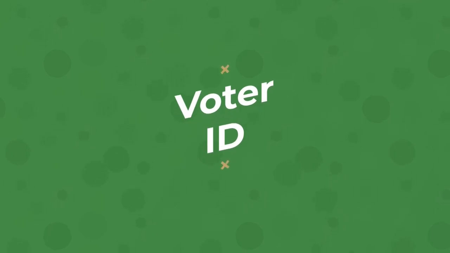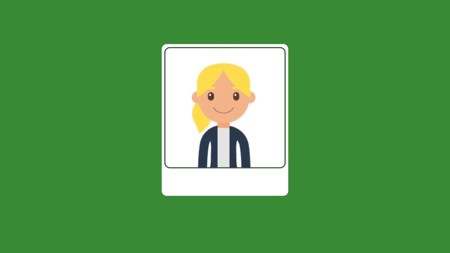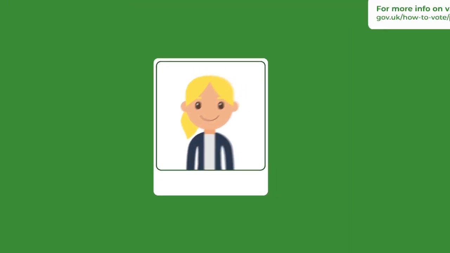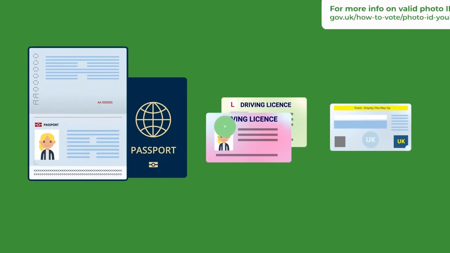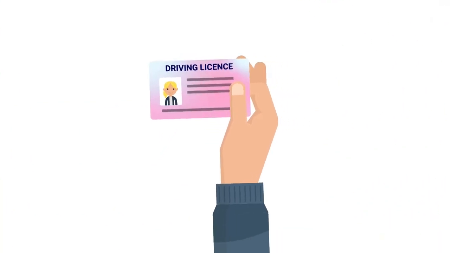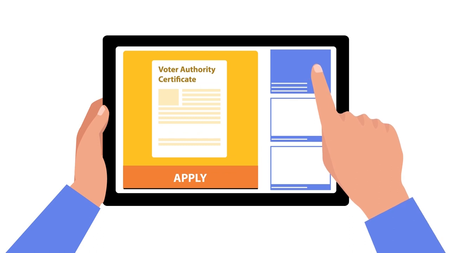Did you know that there has been a change in law, and to vote at a polling station, you'll need photo ID? Documents you can use include a passport, a driving license, a blue badge. These must be original and not copies. Hopefully, you already have a suitable form of ID, but if you don't, you can apply for a special certificate.